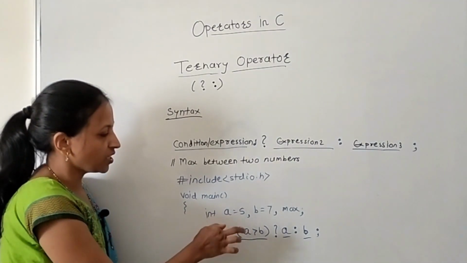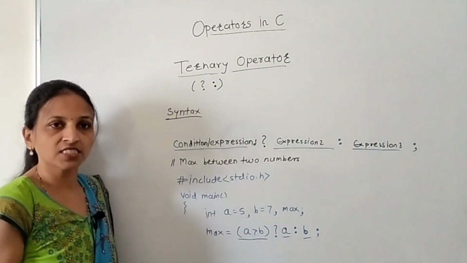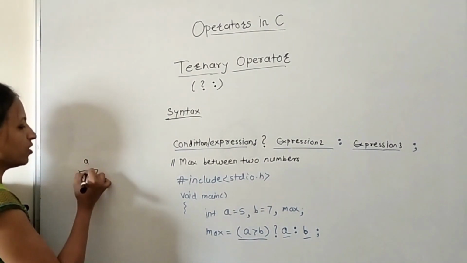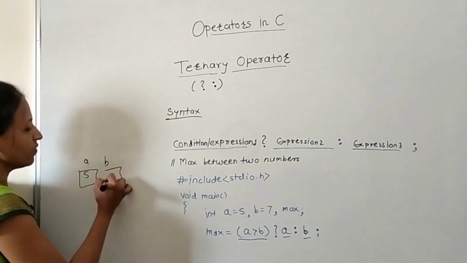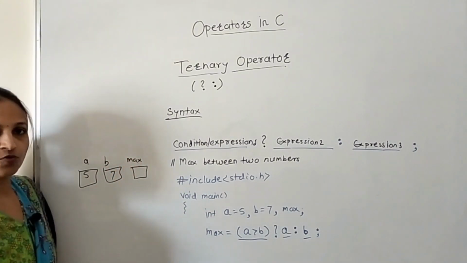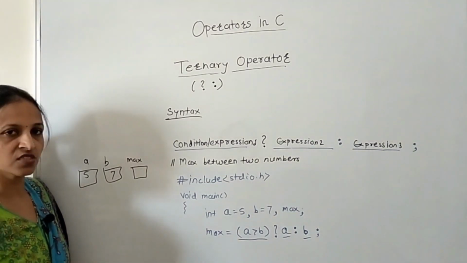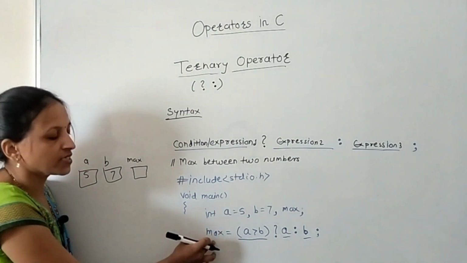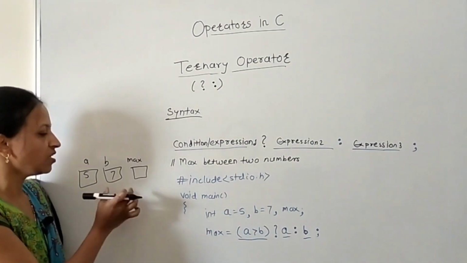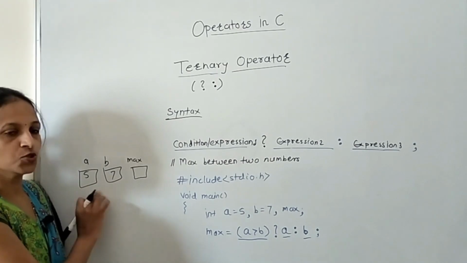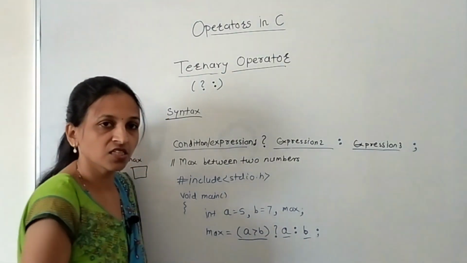First, three variables will get created inside the memory. A will have value 5, B will have value 7 and max will have some garbage value, which is of no use currently. Now see, I want to store a particular value inside this max. I want to store the maximum value between these two. Then I can write the expression in this way.